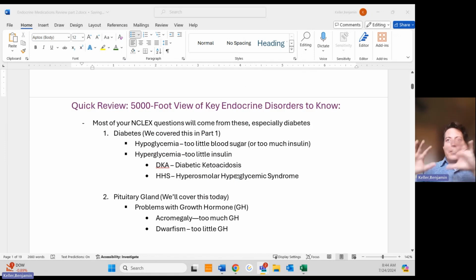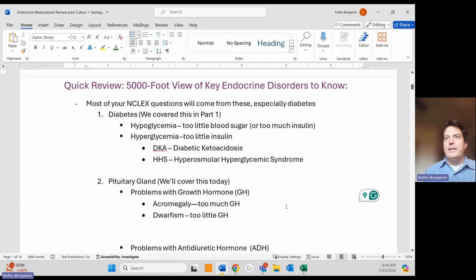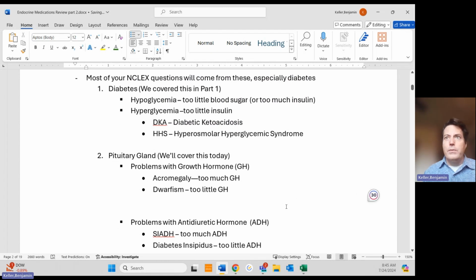So, just a quick 5,000-foot view of key endocrine disorders you should know for the NCLEX that keep popping up, at least in my experience in nursing school. Most of your NCLEX questions are going to come from things like these, especially diabetes. You need to know diabetes really well because we have a lot of people that struggle with diabetes in this country, and we will treat a lot of people with diabetes. The NCLEX knows it, so they're going to ask a lot of questions about it.